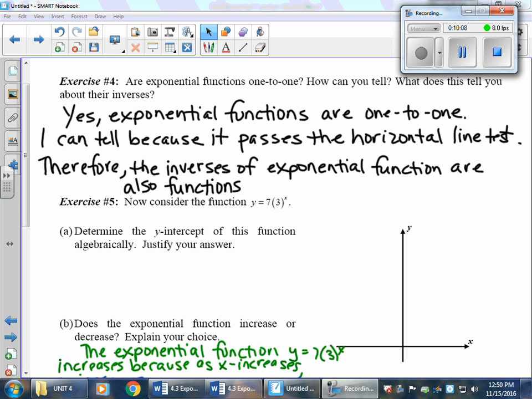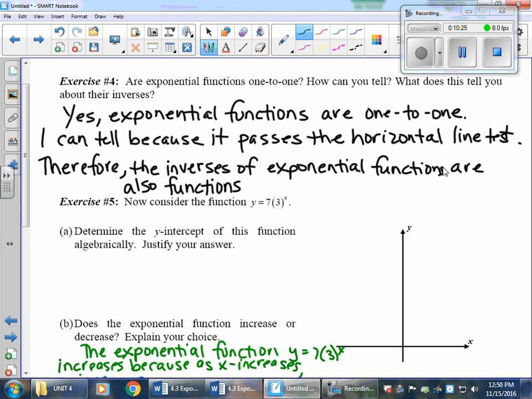So the first thing I said is, yes, exponential functions are one-to-one, period. I can tell because it passes the horizontal line test. Therefore, the inverses of the exponential functions are also functions. So see how I address each one of those questions? All right, I'm not keen on that I can tell because. I don't know if that's a complete sentence. An English teacher might argue that with me, but I think I made my point.